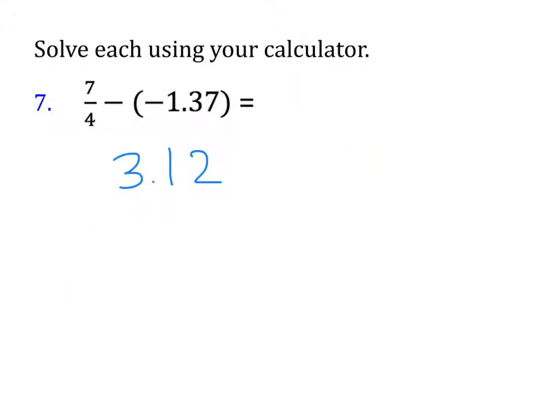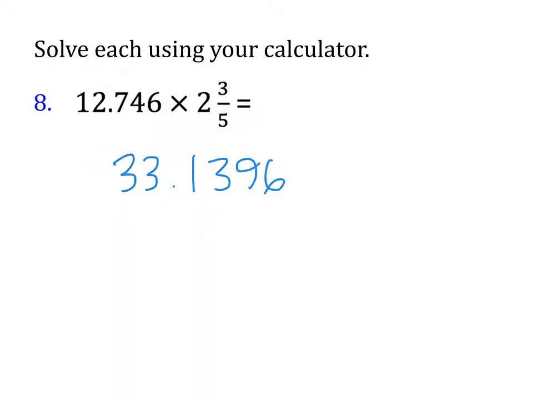When I type this one into the calculator, I got 3.12. This is already to the hundredth place, so this is going to be my final answer. When I typed this into the calculator, I got 33.1396. I am going to round to the hundredths place, which would mean that either I keep it as a 3 or I bump it up to a 4. The number to the right is above 5, so that tells me I'm going to bump it up to 33.14.